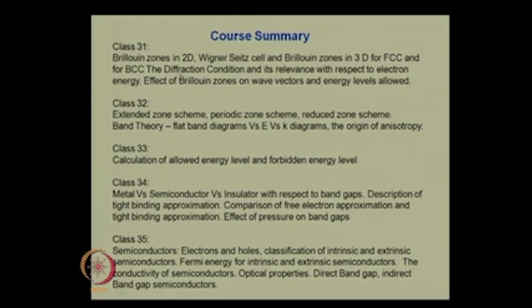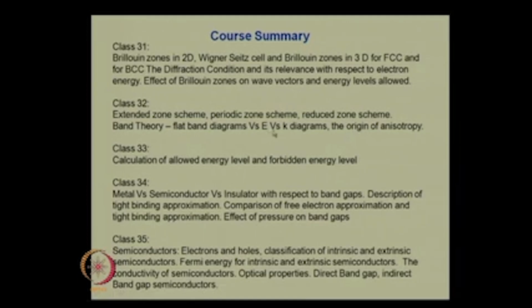And more importantly, we also looked at the diffraction condition, which we had independently looked at as a separate entity, but we now looked at it with its relevance with respect to the electron energy. In particular, we looked at the effect of Brillouin zones on wave vectors and the energy levels allowed, and therefore how the energy gaps are likely to appear in the materials. In this context, we drew diagrams which we call the extended zone scheme, the periodic zone scheme and the reduced zone scheme, and we saw how the flat band diagrams, which is what the band theory is all about, compare with the E versus k diagrams, and how, depending on the direction in the lattice, the bands can appear at different locations in energy, we can understand the origin of anisotropy.